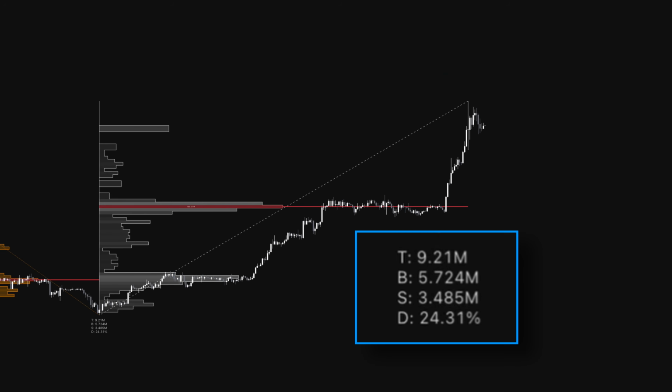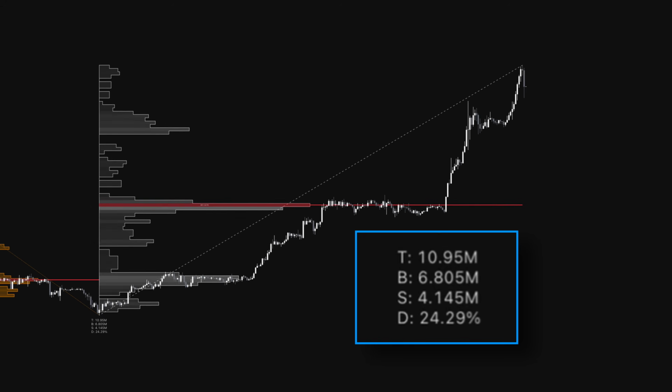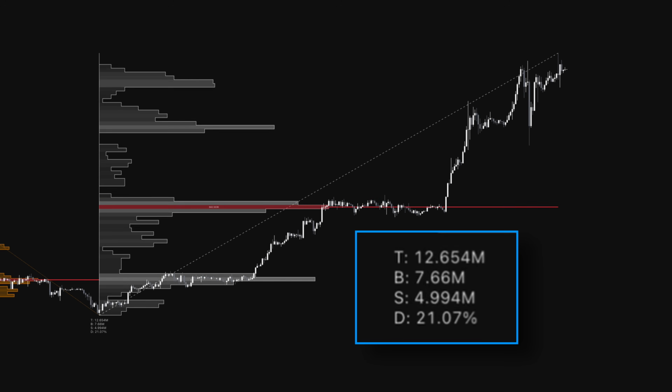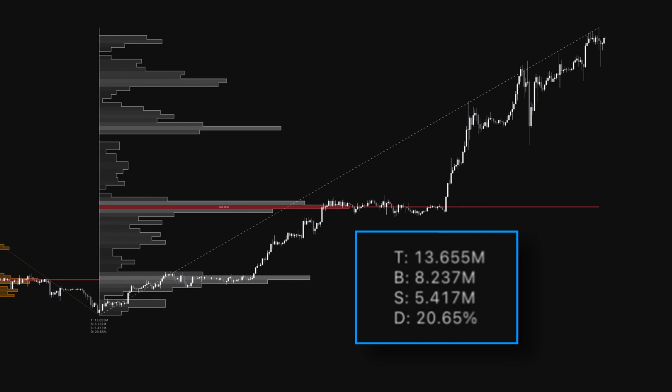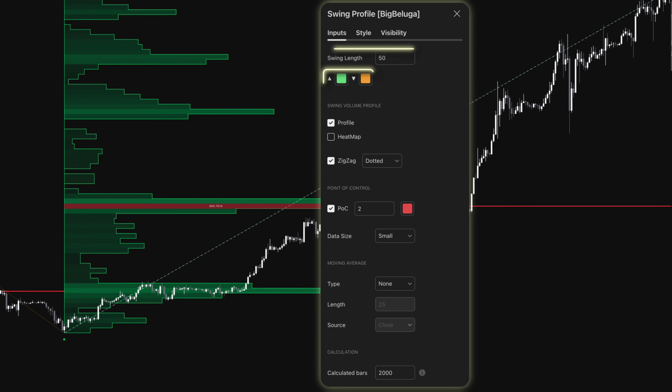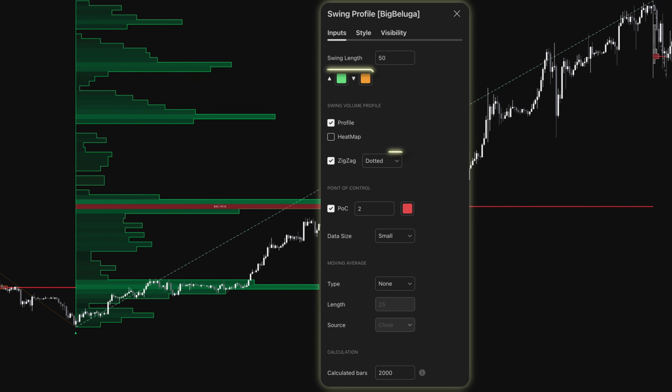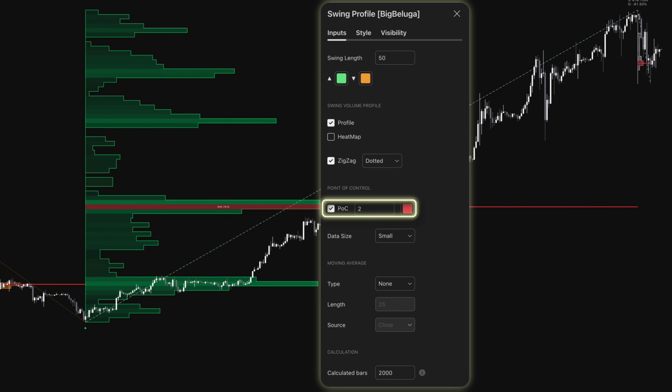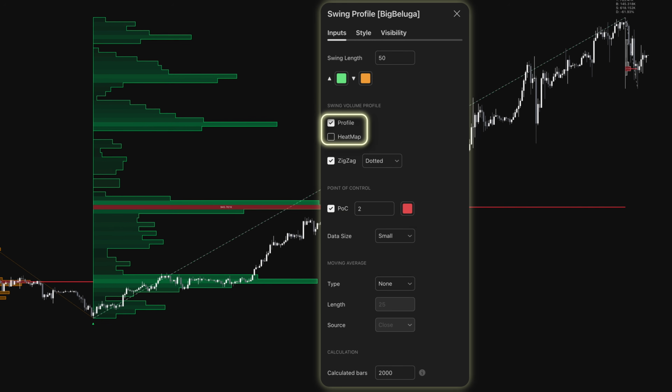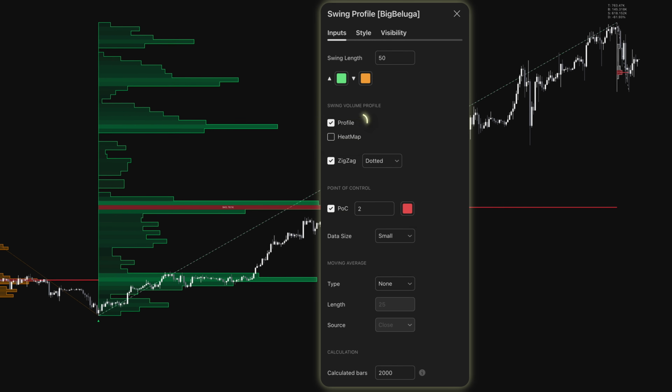The delta percentage adds a directional dimension, distinguishing between swings where buyers dominated and those where sellers were in control despite similar price ranges. Customization covers swing length, color settings for up and down moves, zigzag line style, point of control color and width, profile or heat map toggle, and label size.